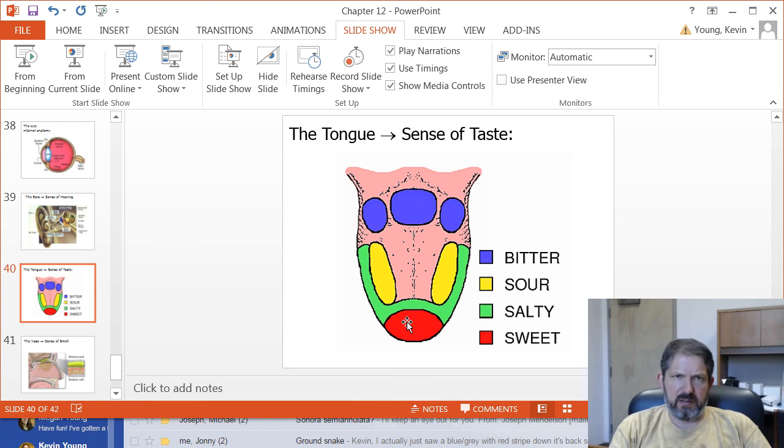This little map of the tongue is not actually too accurate. Nowadays we say it's not really like this. You can detect these tastes all over your tongue, and it's not just bitter, sour, salty, sweet. There's also umami, which is kind of a meaty taste. It's an amino acid that you can pick up on. So umami is another class of taste.